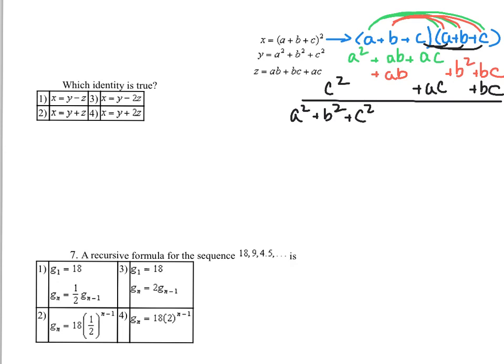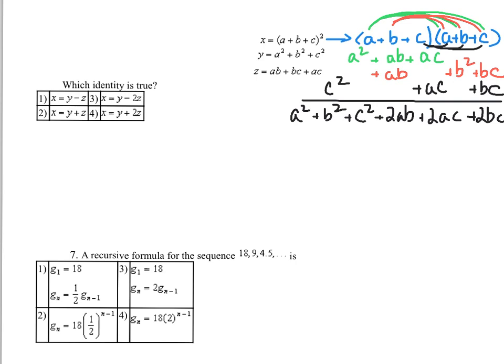Okay? Then, if I look here, I have ab plus ab. So I can add those, and that is going to give me plus 2ab. Then I'm going to have, next to it, plus 2ac, and lastly, plus 2bc.